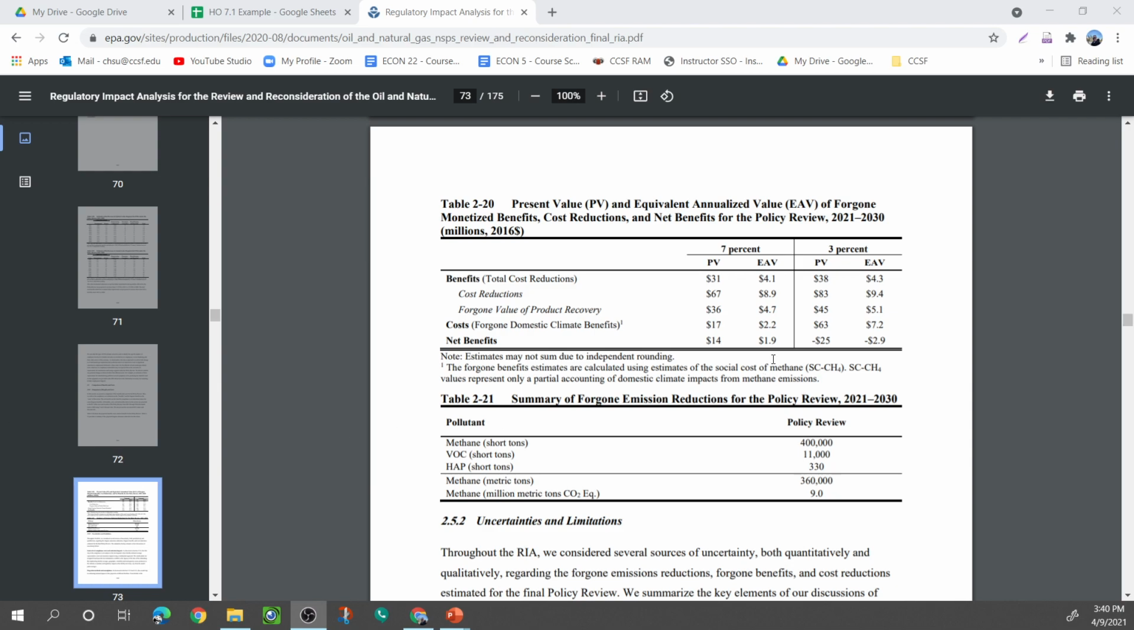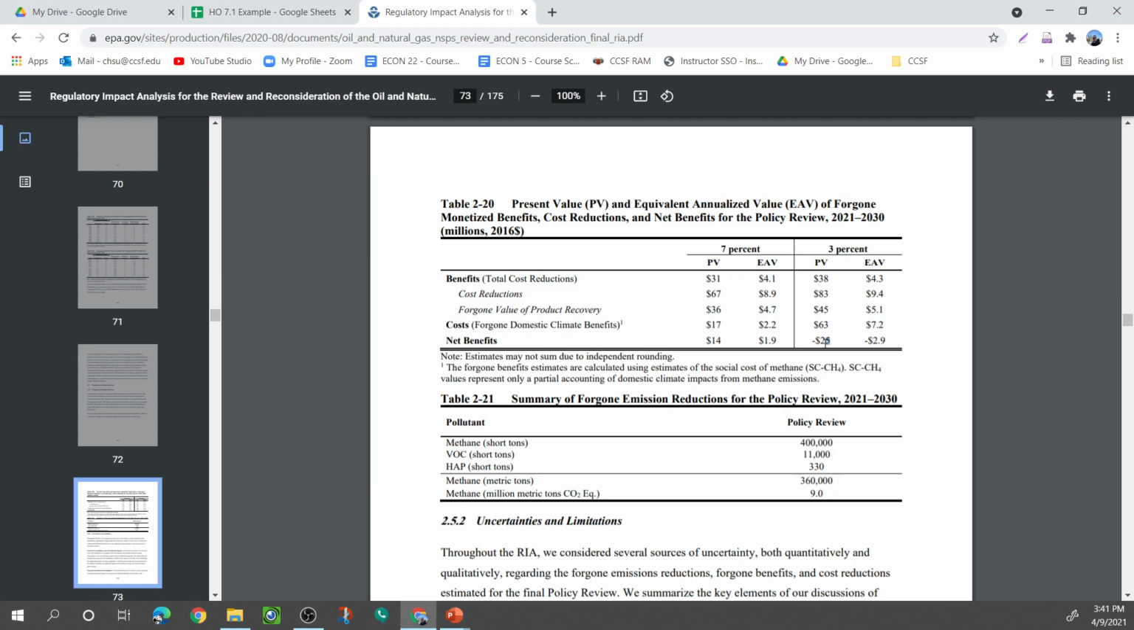And so furthermore, without changing anything, everything here is the same between these two columns, 7% and 3%. The only thing that is different is the discount rate that's being used. And here we can see that if we use a 7% discount rate, we will accept this proposal because it is beneficial. However, if we use a 3% discount rate, then it will actually be a negative. We will not do this proposal.